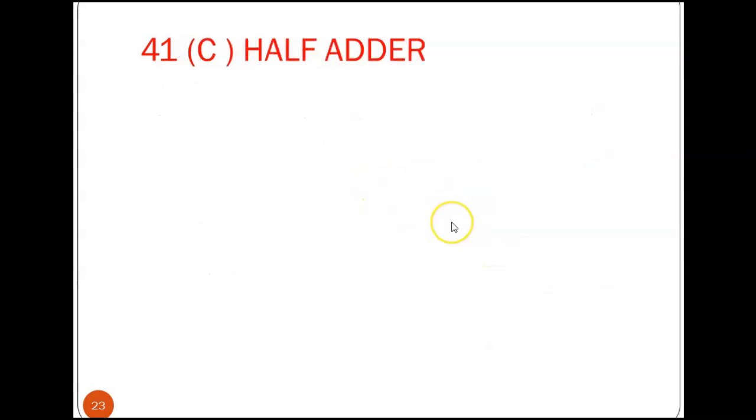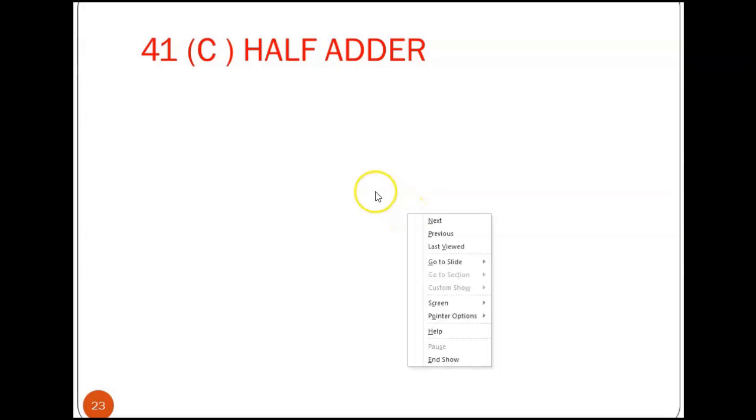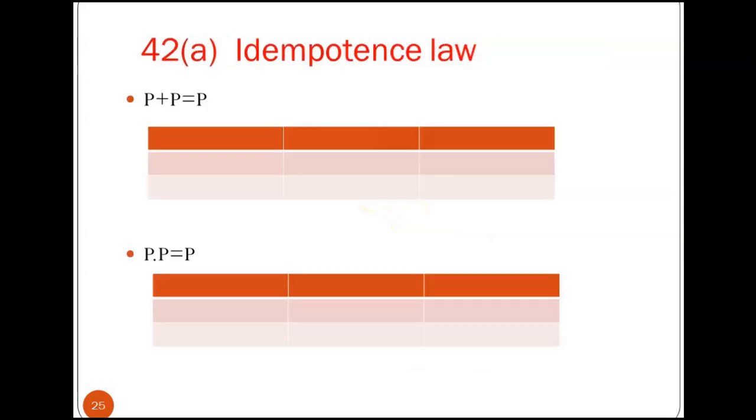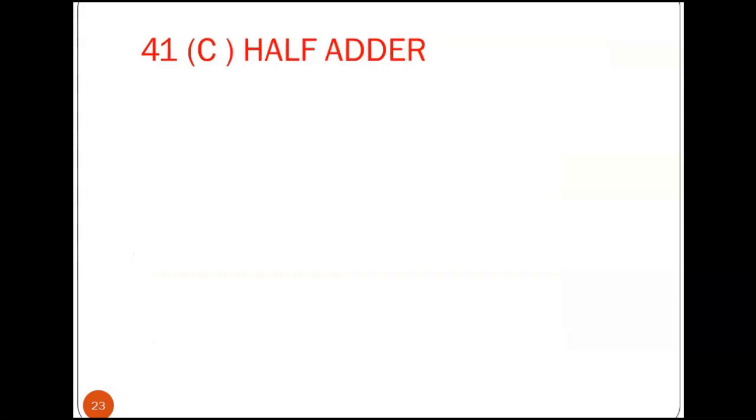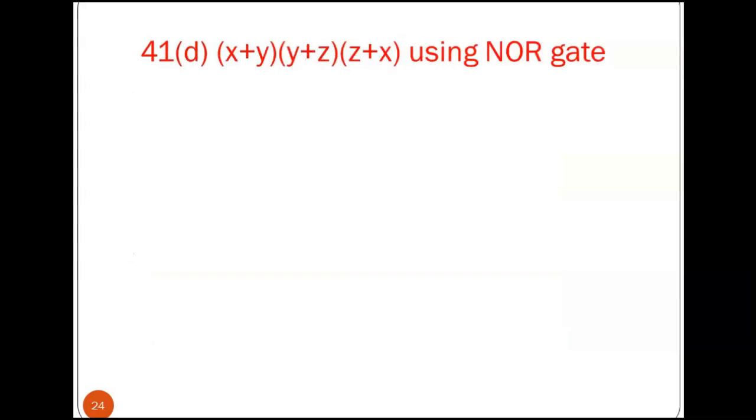Then I'm moving to the next question. We have the half adder, which is already done. If you have not done the previous videos, please go through them. I'm going to share the link of the half adder and full adder in the description box. So next to this, we have the 41D part. Represent the Boolean expression x plus y, y plus z, and x plus z with the help of NOR gate.